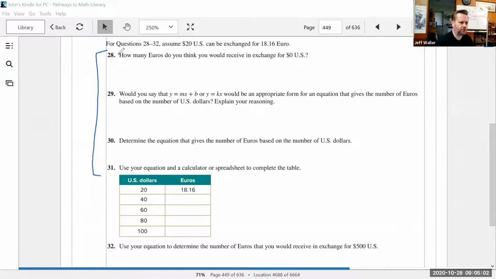If you're just joining us, please start trying these problems out. If you have your book, it's page 449, starting at number 28. Please try these problems out.